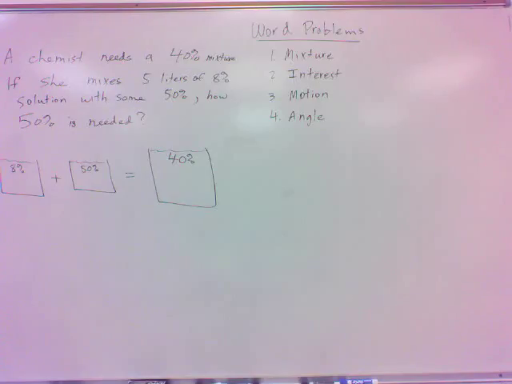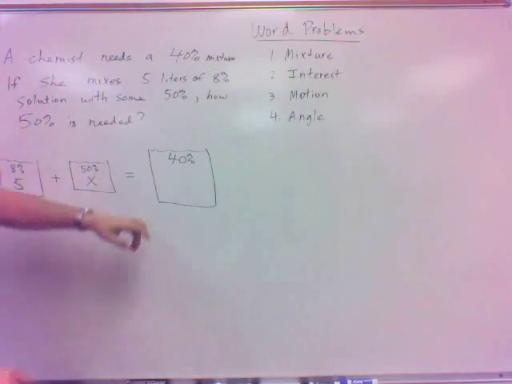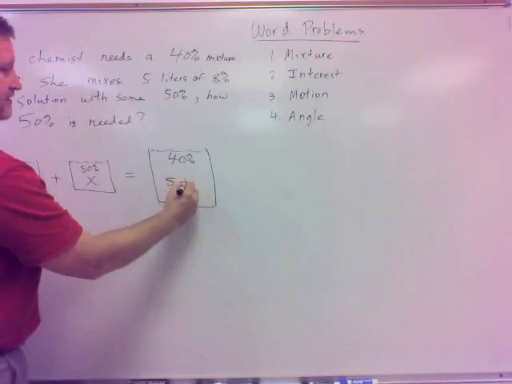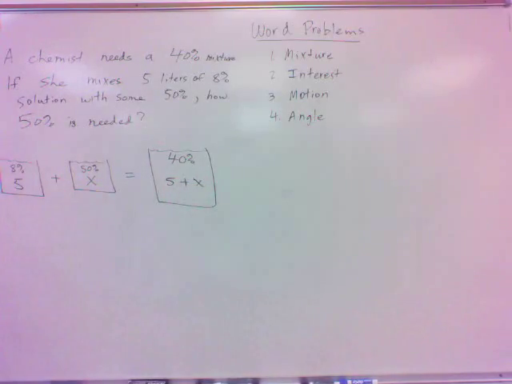To get our equation all set up, what else did we put down below? We put the amounts. So I want the amount of each. Amount-wise, do I know how much 8% I have? 5 liters. Do I know how much 50% I have? No, so I call it X. The mixture then, if I'm adding 5 liters and X liters together, gives me 5 plus X liters in my mixture. And that sets up the equation, doesn't it?